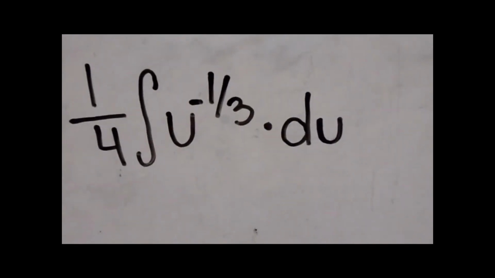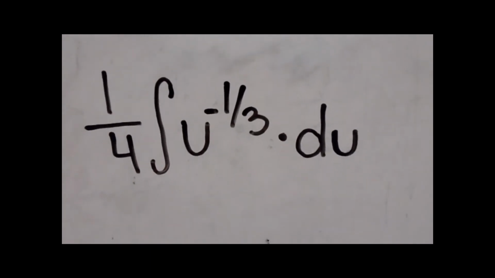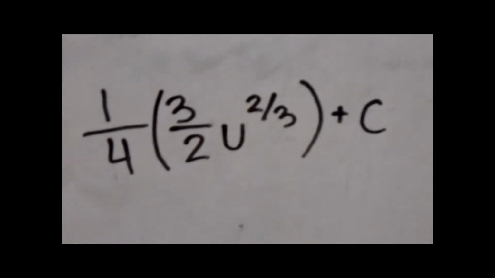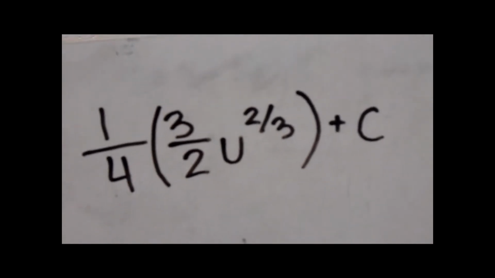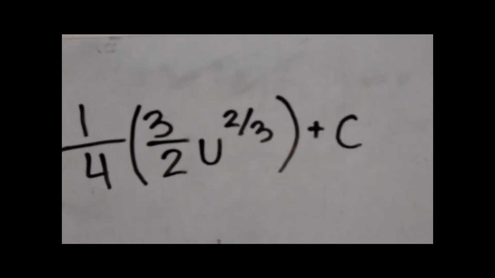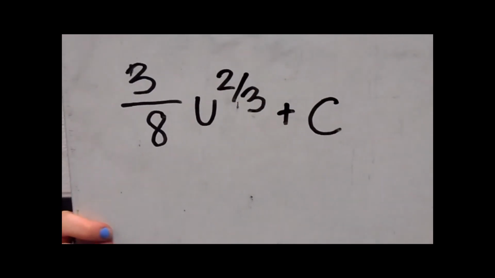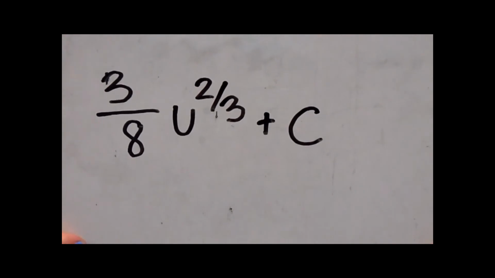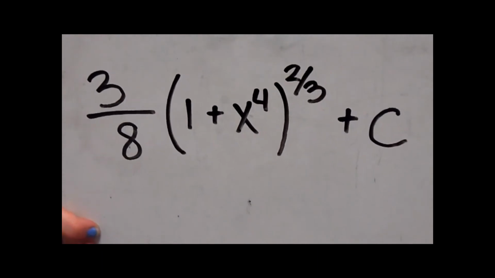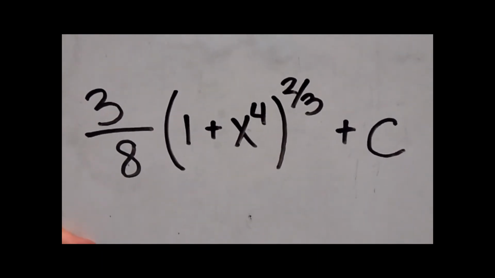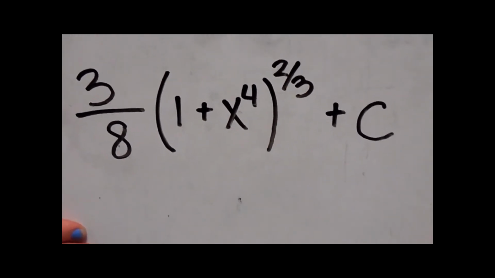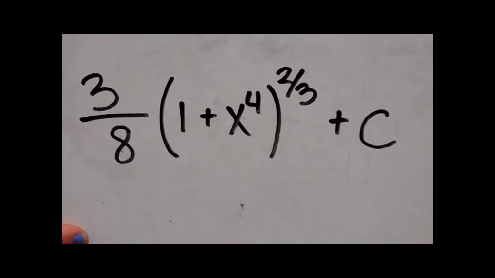In this step, we replaced 1 plus x to the 4th with u, and 4x to the 3rd times dx with du. We were then able to remove the derivative, which was du, by taking the antiderivative of u to the negative 1/3. We then simplified the equation by multiplying 1/4 with 3/2. Because u is equal to 1 plus x to the 4th, we were able to replace the u in the equation with 1 plus x to the 4th to give us our final answer of 3 over 8 times 1 plus x to the 4th to the 2/3 plus c.